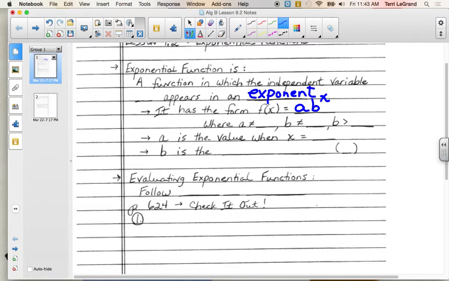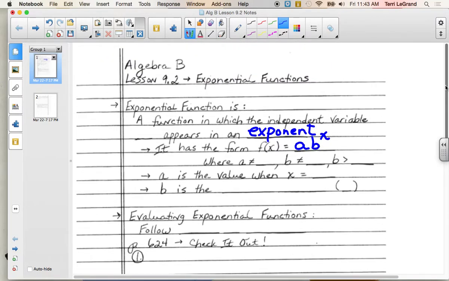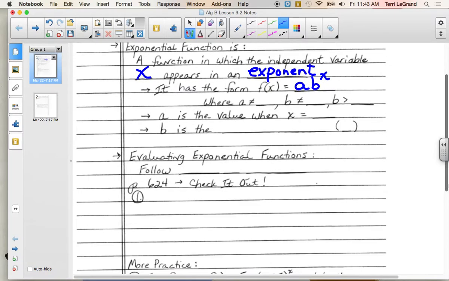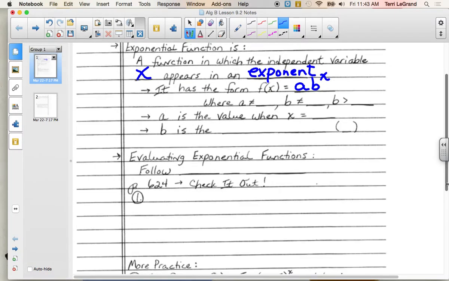Matt? I think we missed a line. Did we? Up by appears. Right there. Oh, the variable x. Yes, thank you. The variable x appears in an exponent. And then now we wrote the parent function's name. F of x equals a times b to the x power.